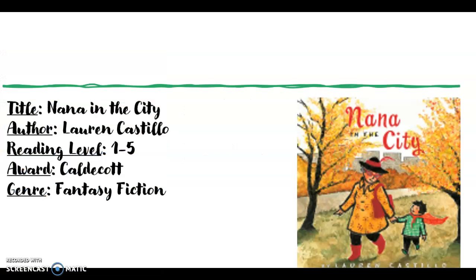And this last book is Nana in the City, author Lauren Castillo, reading level 1st through 5th, Caldecott Award, and the genre is fantasy fiction. Nana in the City is about a young boy who spends the night with his Nana, who shows him where she lives in the city. And the little boy notices that the city is very noisy, but Nana gives him a special red cape so he can be brave, and it's about his adventure with Nana and how he becomes a courageous boy in the city.